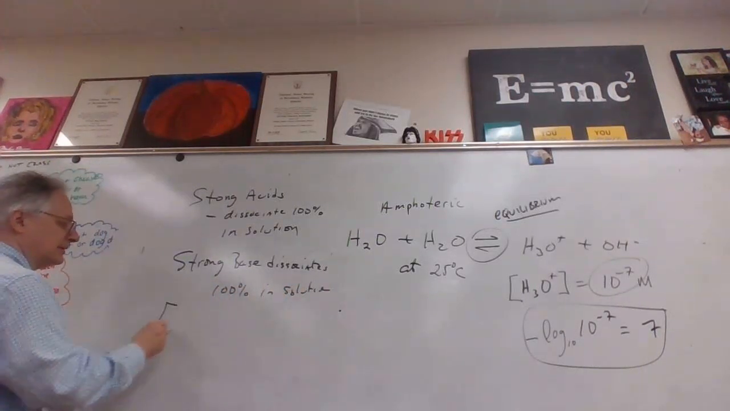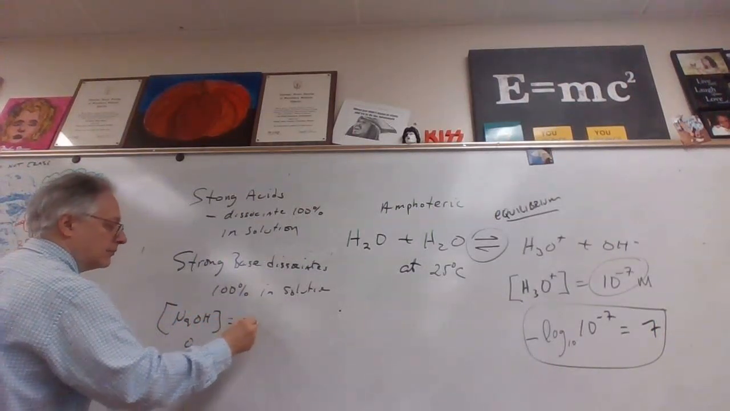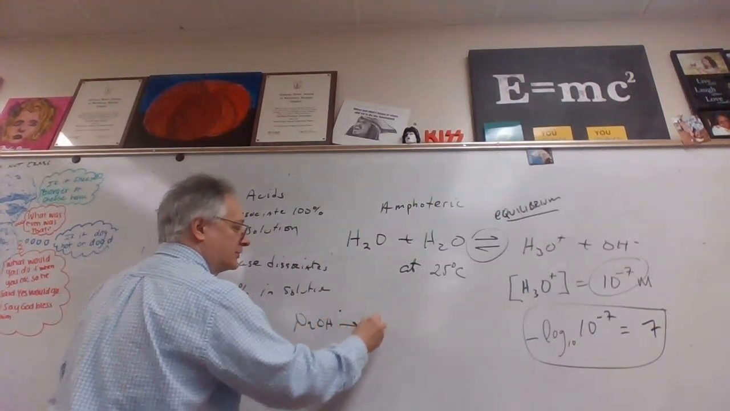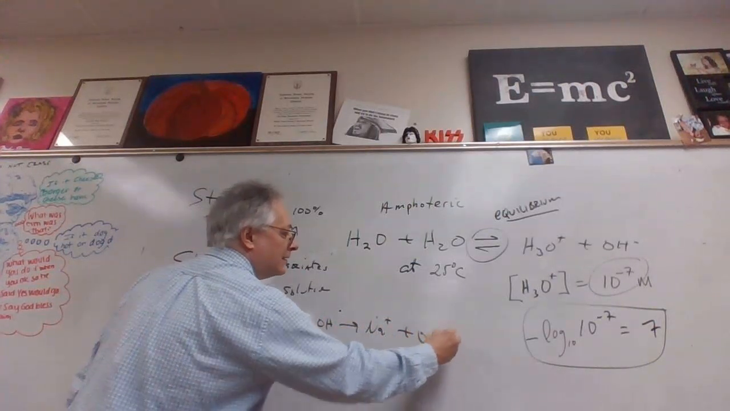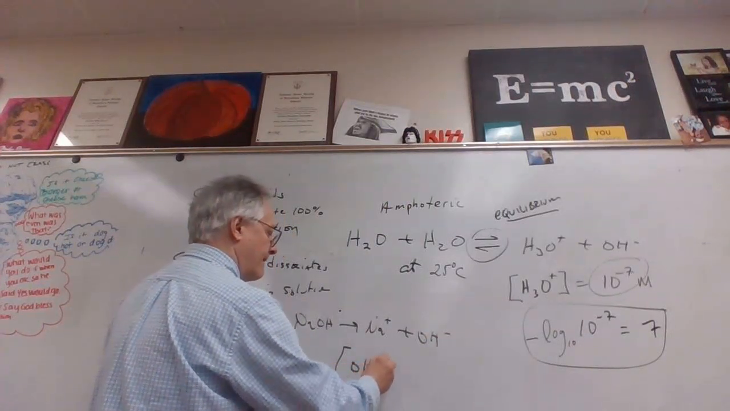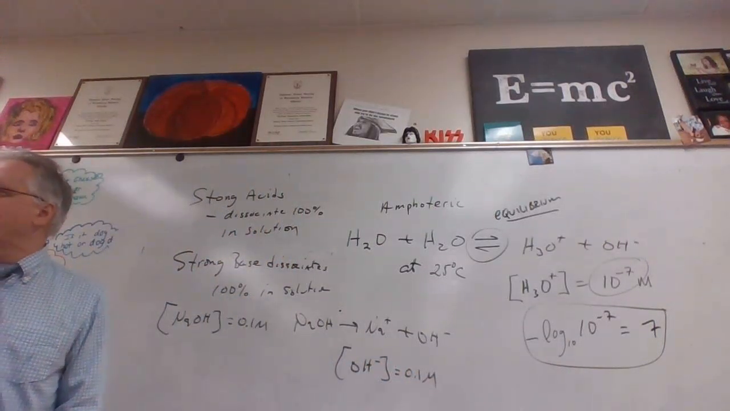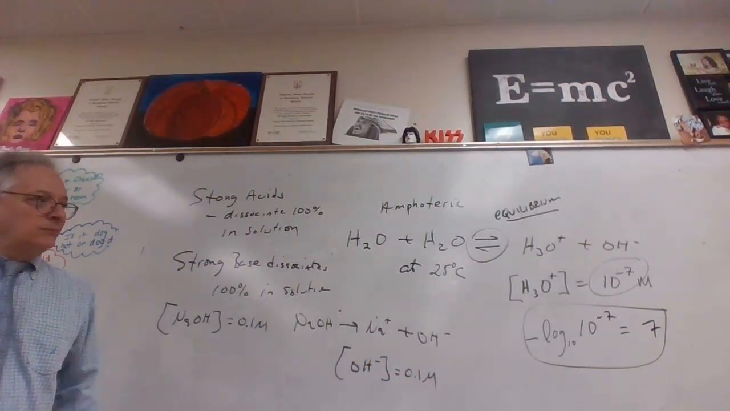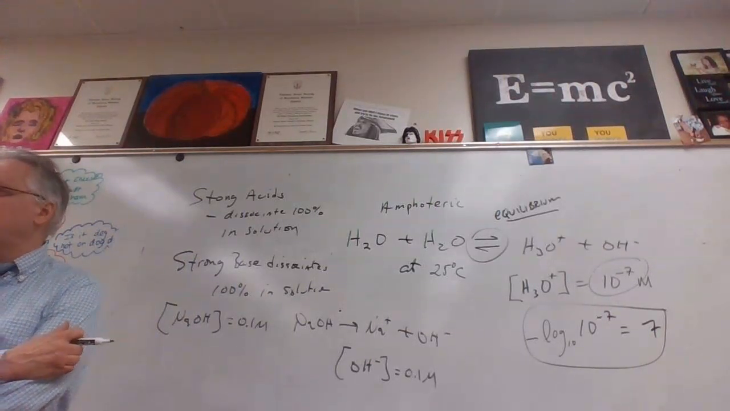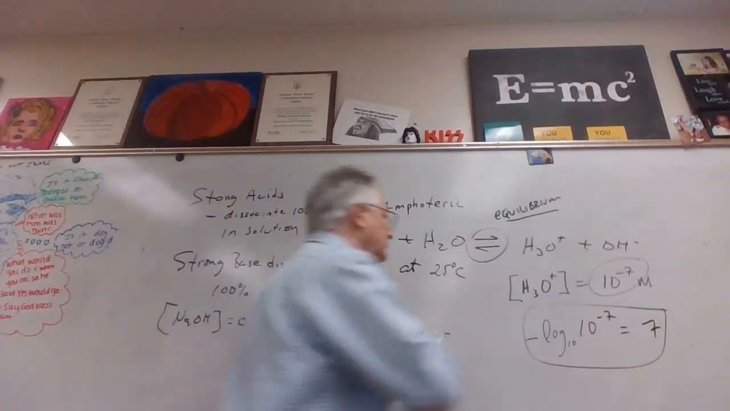So if I have some sodium hydroxide that's 0.1 molar, well, that means that I put sodium hydroxide, I get sodium and hydroxide, and that hydroxide would have a concentration of 0.1 molar. Later on, sometime next week, we're going to learn about something called weak acids and weak bases. They don't break up 100%, only a small percentage.